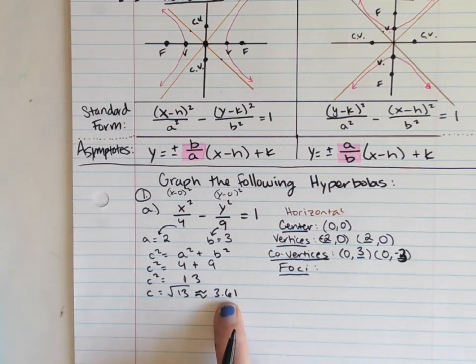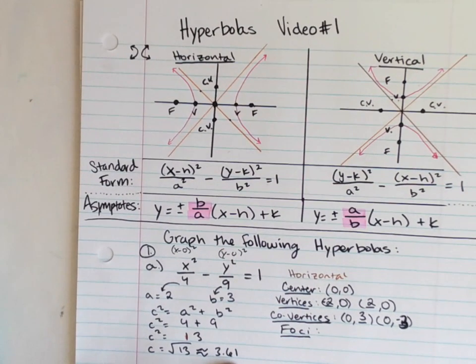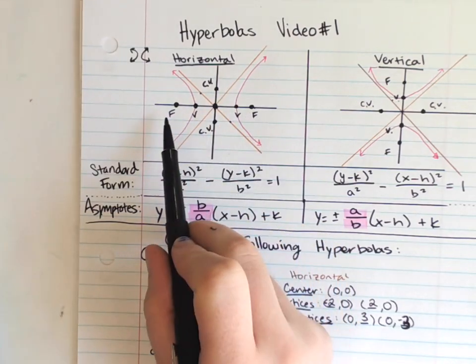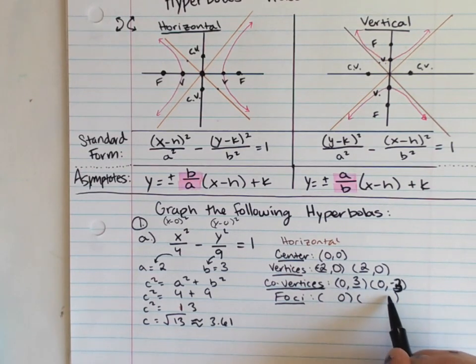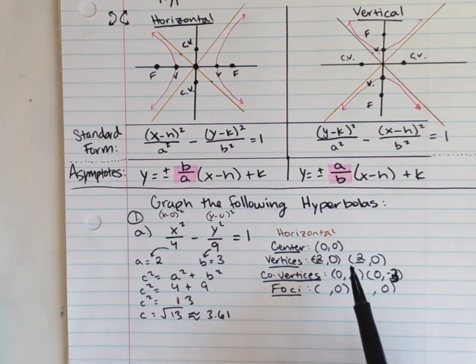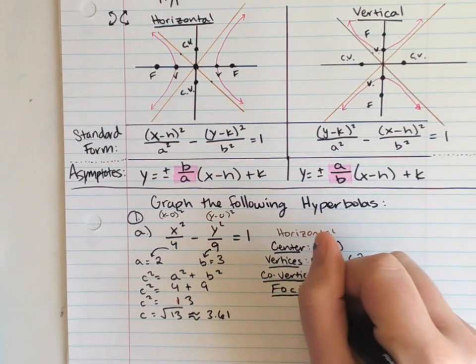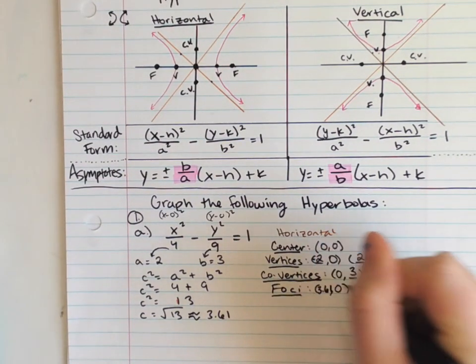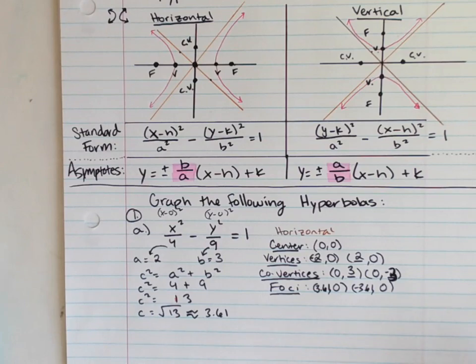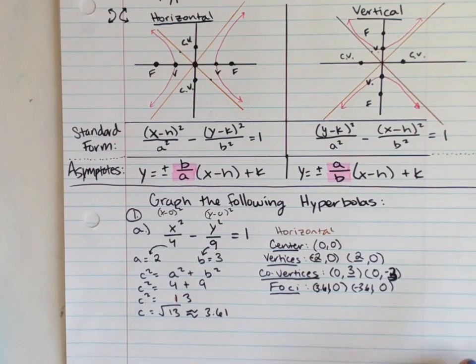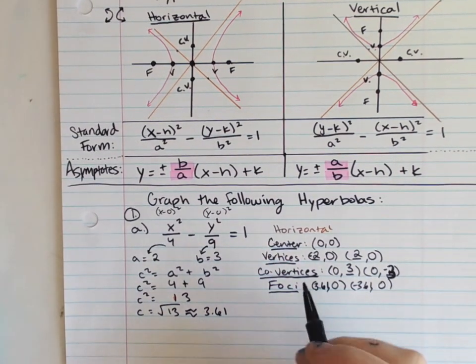Since our foci are following suit with the vertices, the y doesn't change, so it's still going to be 0. The only thing that's changing is the x coordinate. So we're going to add 3.61, and we're going to take away 3.61, moving left and right from 0, 0. Our last step is to write the equation of the asymptotes.